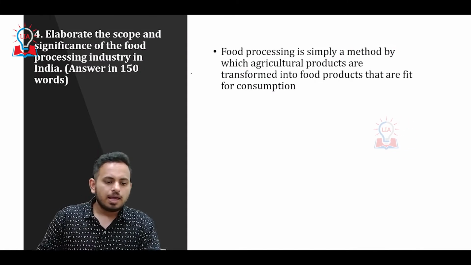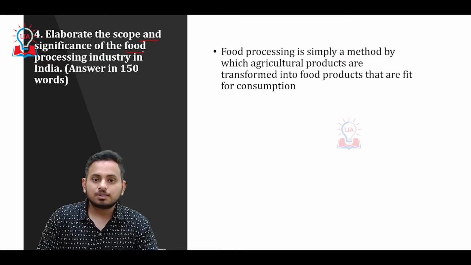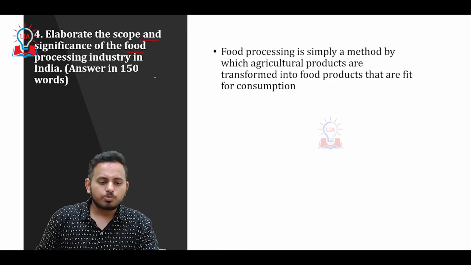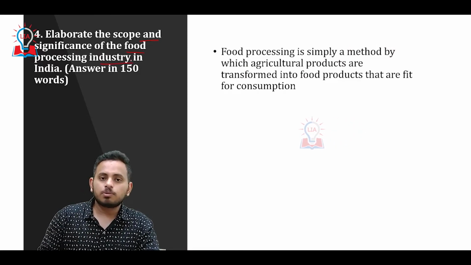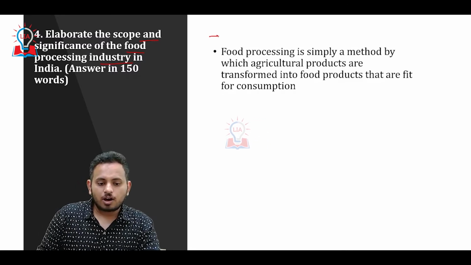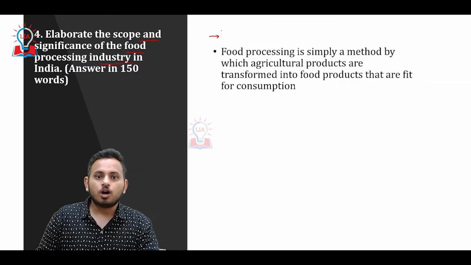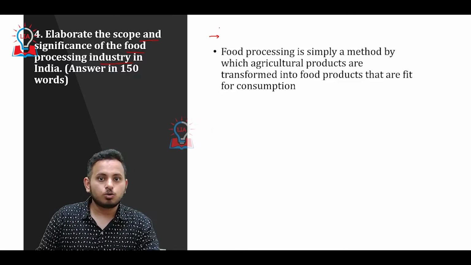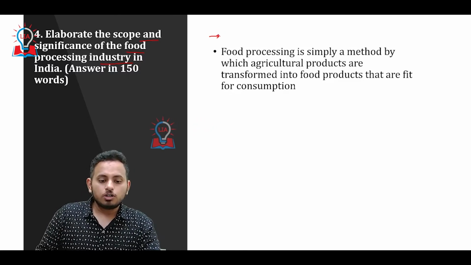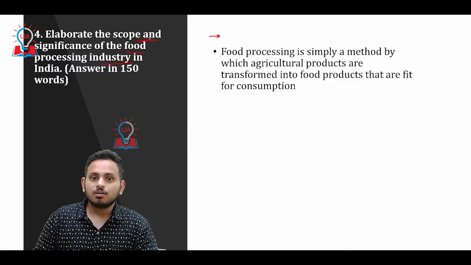Next question. Elaborate the scope and the significance of the food processing industry in India. The food processing industry has been in the news for the past 1 year, and the government is stressing on it, because this is an industry which can double the farmers' income. The present government is working on doubling the farmers' income. That is the main motto of this particular government. So in order to double the farmers' income, the food processing industry can come to help.